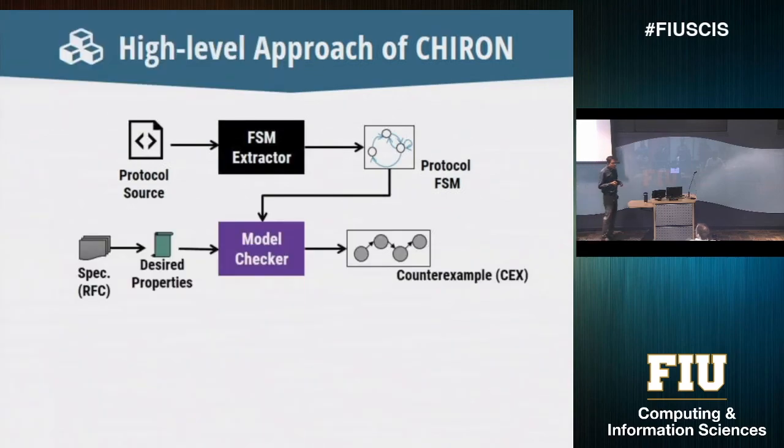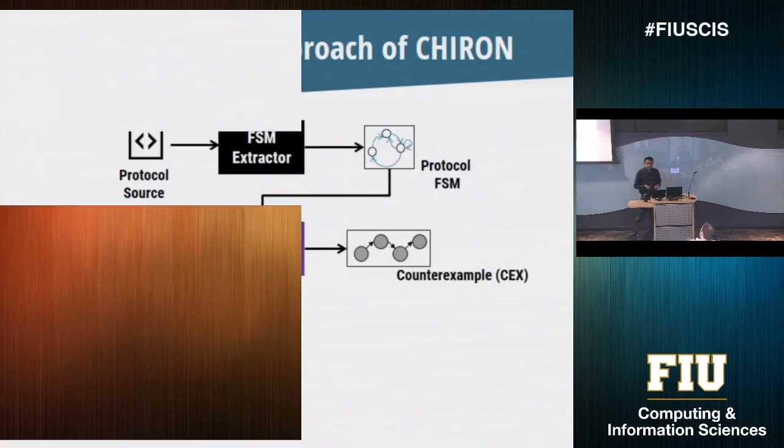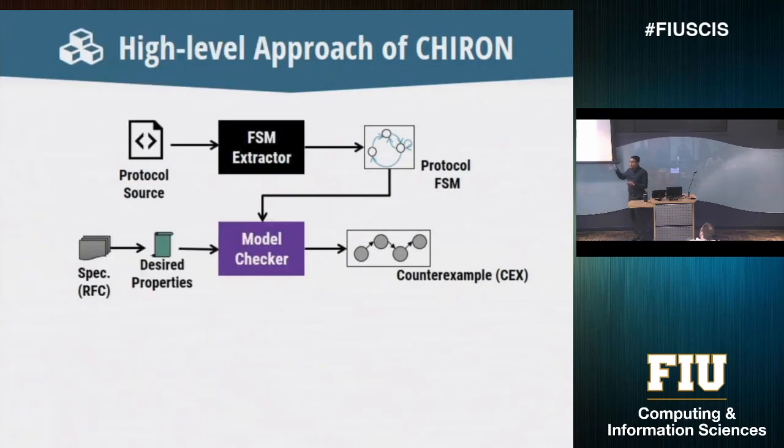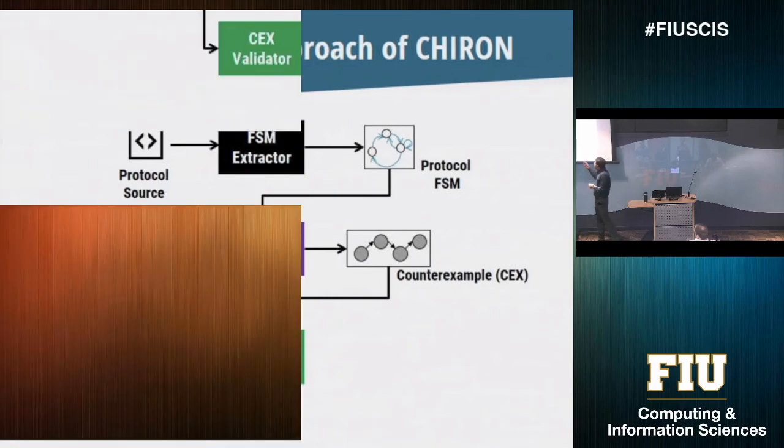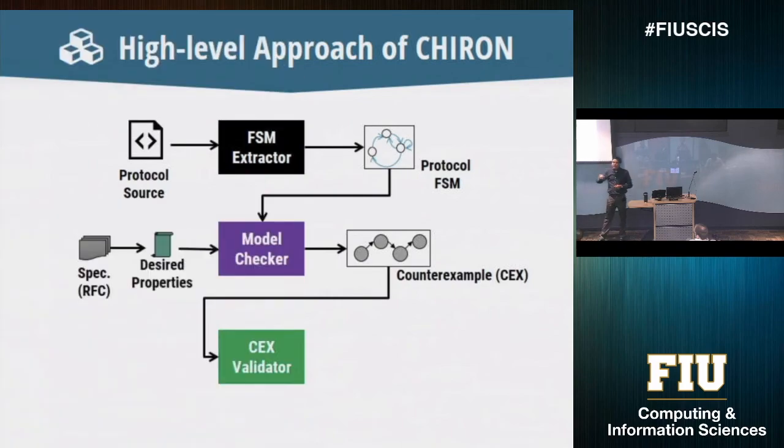Now the question is that this counterexample can be a false positive because we are doing some kind of abstraction from the code to the FSM. That can introduce some false positives. So for that, we do some validation of this counterexample to rule out false positives. And once we find that the counterexample exists in the code, only then do we report those cases.